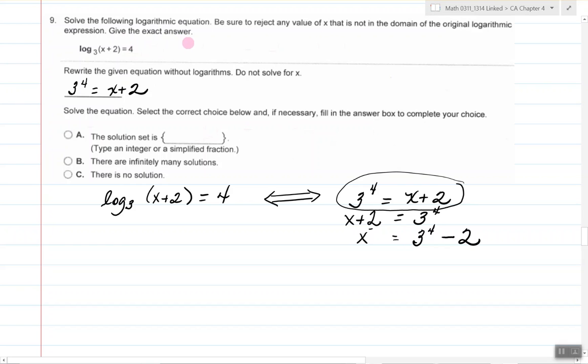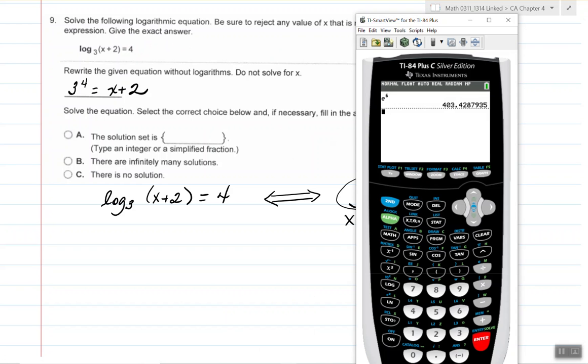give the exact answer. Well, we can do this quite easily, actually. I was being slow with it. I'm actually going to raise 3 to the 4th power and subtract 2. So there's no approximating. So it's 3 raised to the 4th power minus 2 gives me 79.